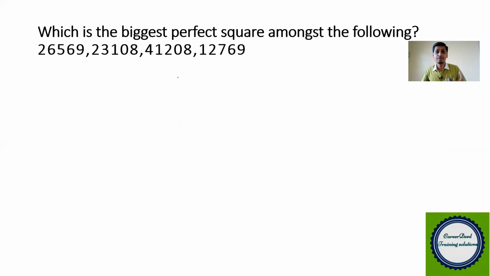Okay, now question number 2. What is the biggest perfect square among the following? So you have 4 numbers. Out of these 4 numbers, you have to find the biggest perfect square. See, if you are a little genius, you can look at the last digit. So first look at the last digit.